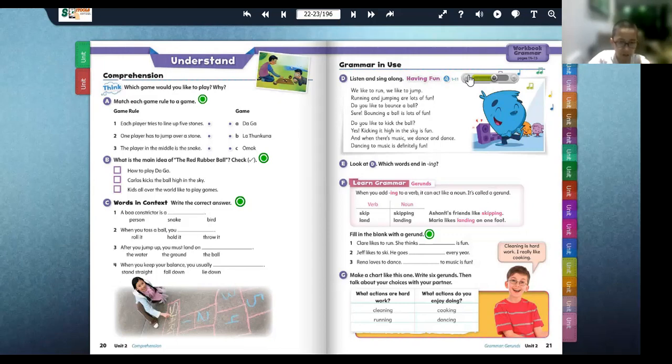We like to run, we like to jump. Running and jumping are lots of fun. Do you like to bounce a ball? Sure! Bouncing a ball is lots of fun. Do you like to kick the ball? Yes! Kicking it high in the sky is fun.